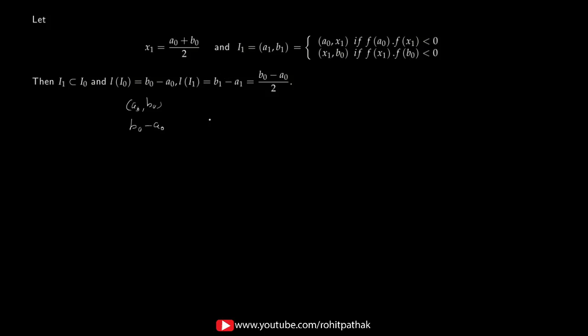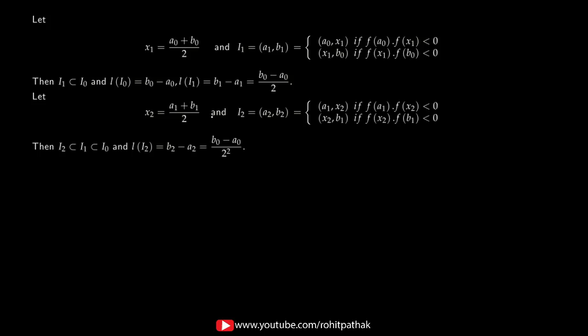And what is the length of I1? The length of I1 is b1 minus a1, which is (b0 - a0)/2 because it is half the length. Then again we take x2 as (a1 + b1)/2. Again we bisect the interval in which the root lies, and the new interval I2 will be (a2, b2) depending on whether the root lies in (a1, x2) or (x2, b1). The length of this new interval I2 is (b0 - a0)/2 squared, that means (b0 - a0)/4. So this is 1/4 of the length.